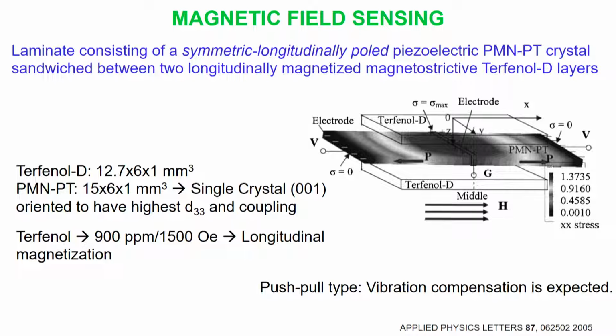So whenever you are having this Terfenol, you get the longitudinal magnetostriction which gives you 900 ppm per 1500 oersted. And use it for push-pull variation to get this. So they have used such a configuration to detect the limit of detection. If we say that it is going to be of the order of nanotesla, they are able to get the nanotesla level.